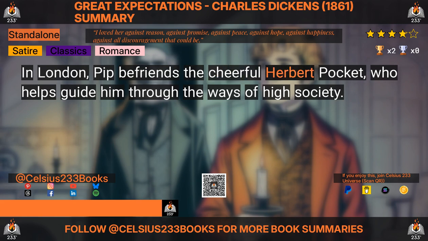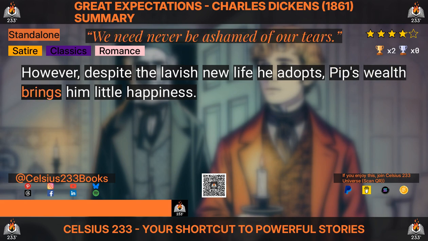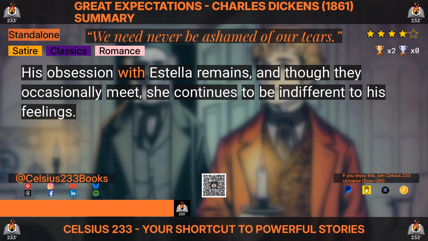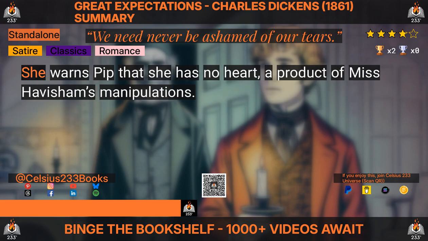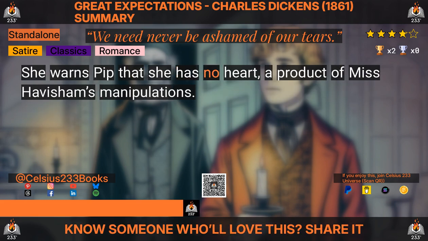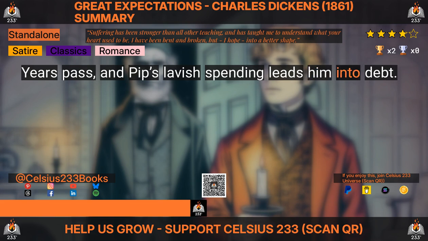In London, Pip befriends the cheerful Herbert Pocket, who helps guide him through the ways of high society. However, despite the lavish new life he adopts, Pip's wealth brings him little happiness. His obsession with Estella remains, and though they occasionally meet, she continues to be indifferent to his feelings. She warns Pip that she has no heart, a product of Miss Havisham's manipulations. Years pass, and Pip's lavish spending leads him into debt.